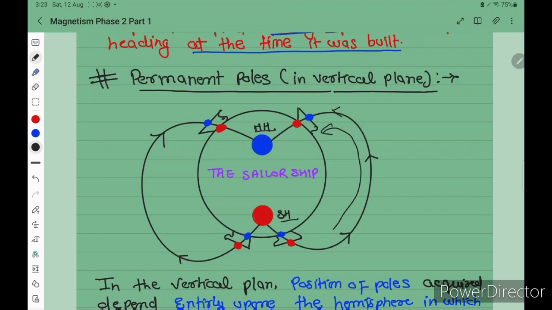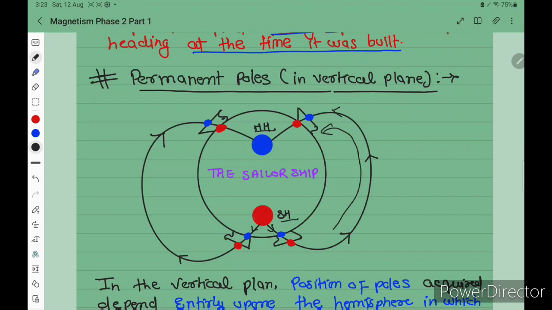So if your vessel is in the south hemisphere, it will enter first at blue, and then it will leave at red. So blue will be acquired on the keel and red on top of the vessel in the south hemisphere, whereas in the north hemisphere, blue is on the deck and red is on the keel. So in the vertical plane, the line of force leaves from red and enters at blue, or you can say south hemisphere to north hemisphere.